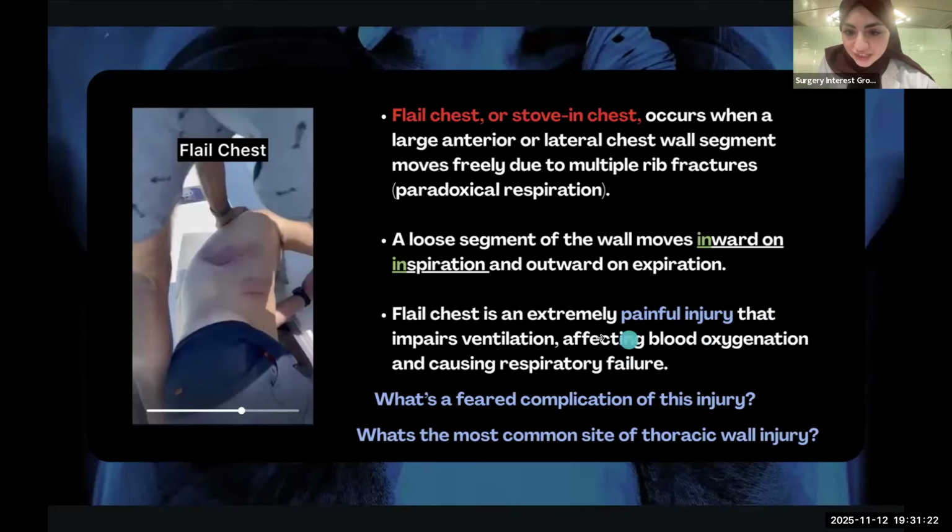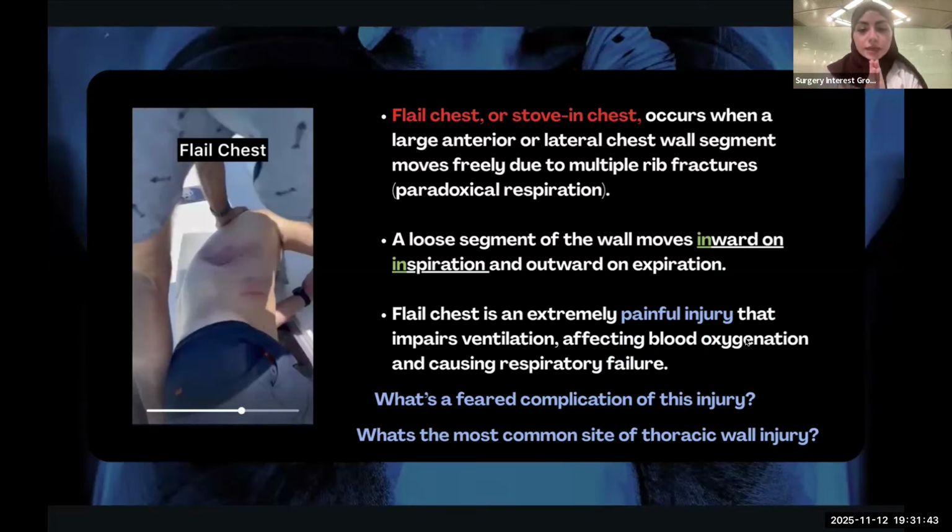Now, for flail chest, one keyword that you might see and that might help you with solving MCQs is painful injury. Some choices you'll find, first of all, are outright wrong, and it's very easy to eliminate them. But one thing that you'll see is painless. Obviously, it's not going to be painless. It's going to be an extremely painful injury.